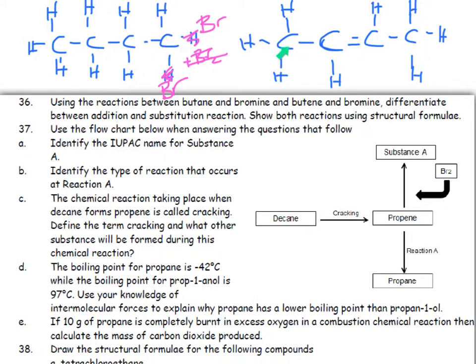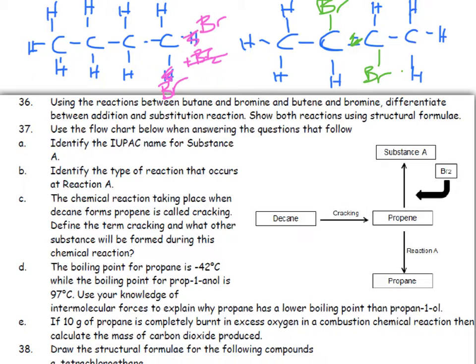However, with butene, it could have been but-1-ene, it could have been but-2-ene. They weren't specific at all, so we could have done a whole lot of things. But this double bond opens up, and I put the bromines on there, and we land up with, let's say, 2,3-dibromobutane at the end of it all.